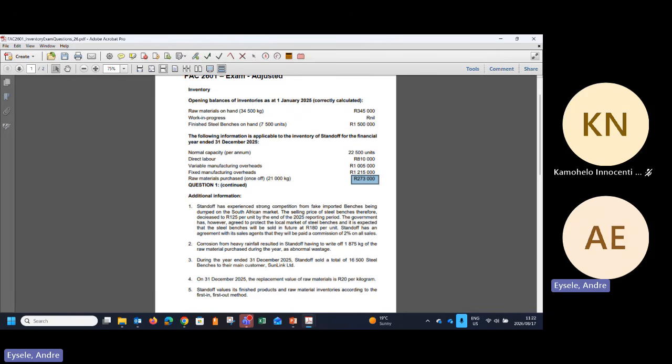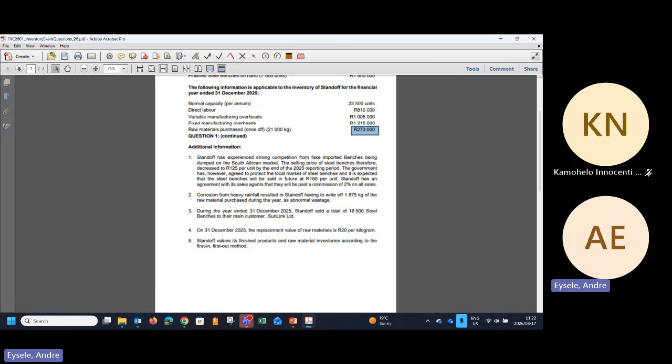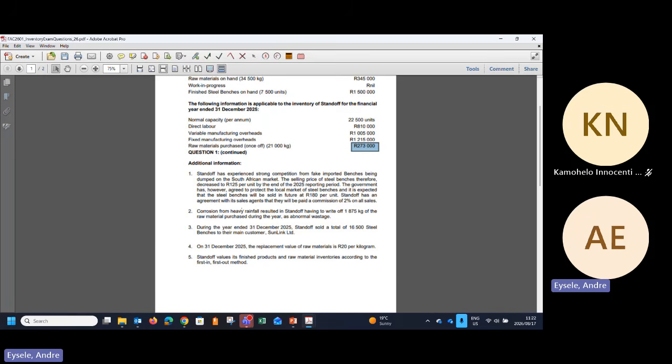Now we still don't know what the amount of steel benches sold was, because we are after the products purchased or manufactured. Remember, how do we determine the units produced? You always go back to closing stock, or cost of sales, which equals your opening stock plus your purchases or manufactured, less your closing stock.